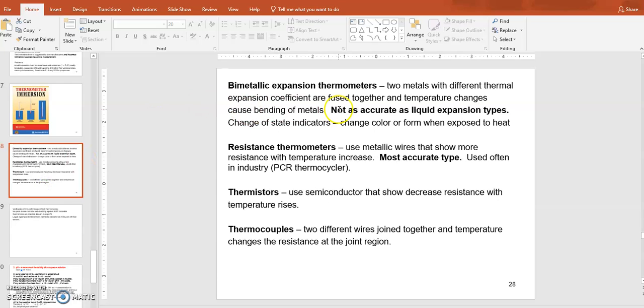And then there are different types of thermometers. Again, the bimetallic expansion thermometer is not that accurate. Two different metals with different expansion rates are put together, and you can measure temperature that way. Another type is the resistance thermometer, which is more accurate. Using the electric resistance that changes based on temperature, you can read the temperature. A thermistor uses a semiconductor that shows a decrease in resistance with temperature change. And thermocouples use two different metals joined together to detect the temperature.